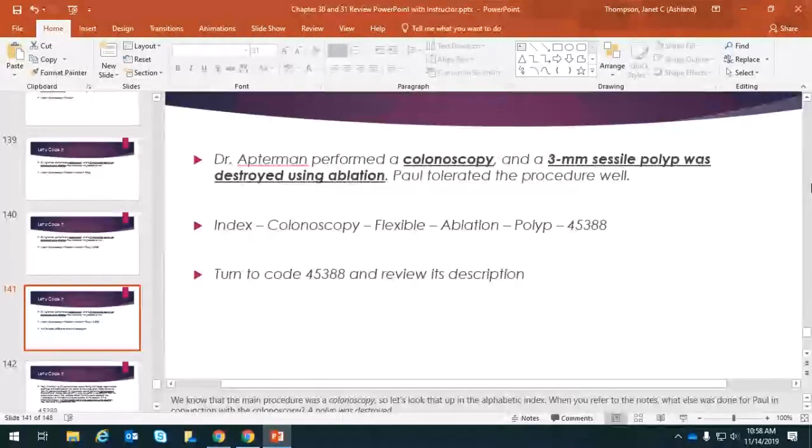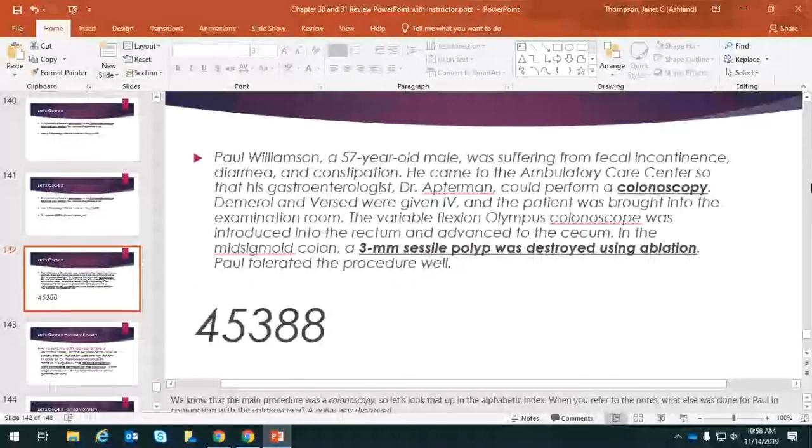So, 45388, looking up this code: colonoscopy with ablation of tumors, polyps, or lesions, which is our scenario.